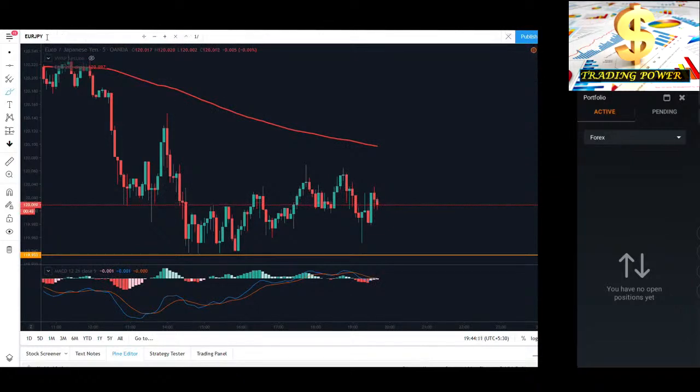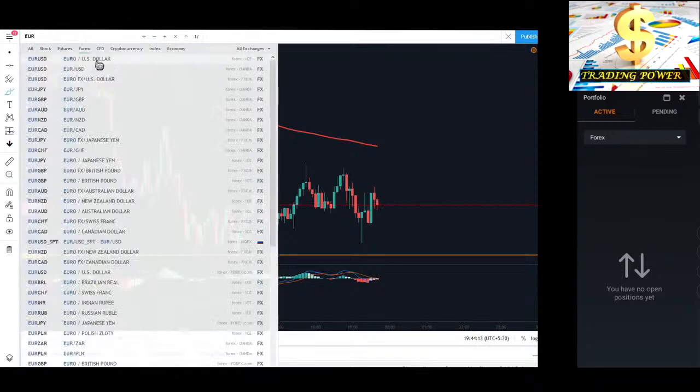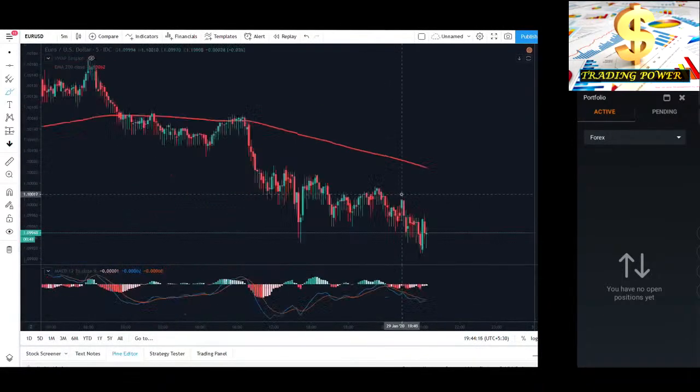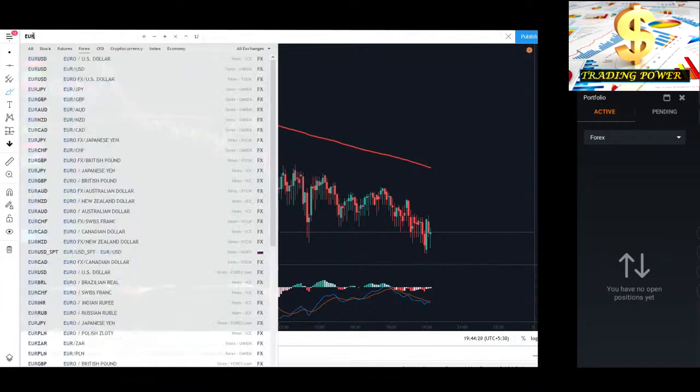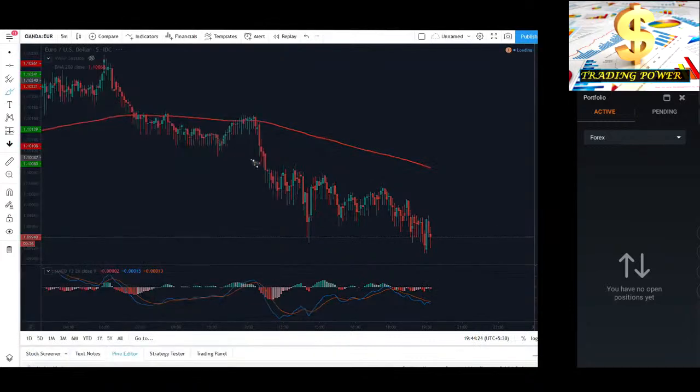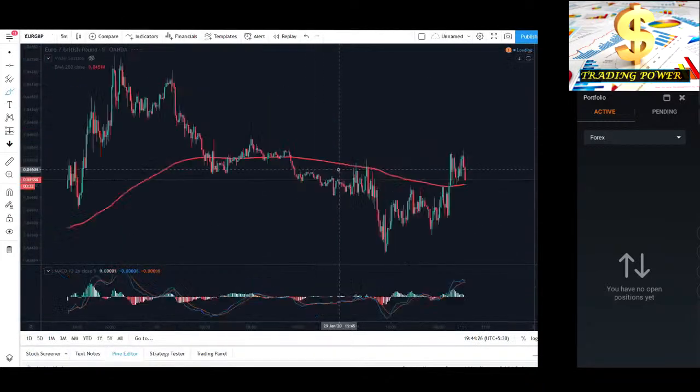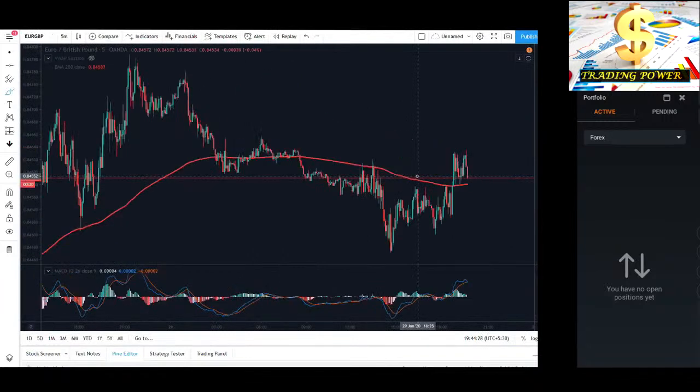Let's look at Euro USD. This chart is also in a downtrend. But, it is looking messy. There is a lot of noise on this chart. It is better to avoid this one. Euro GBP is not in a strong trend. It seems it is trying to change the direction of the trend.